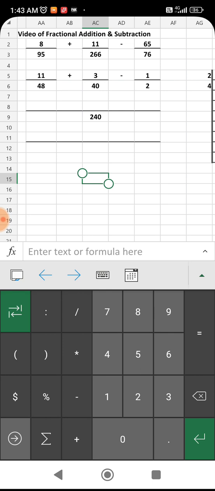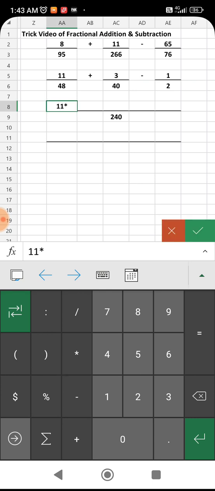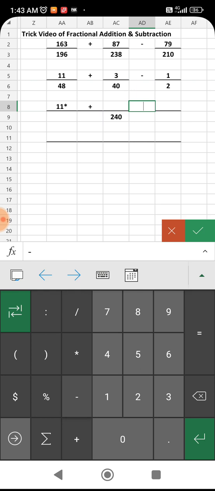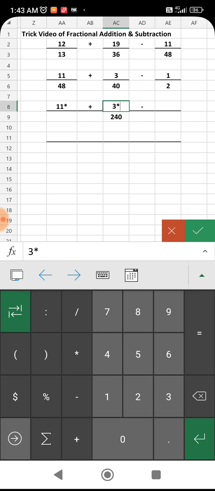Okay. Now the question is which number we have to multiply with 11. Here it is plus, so it will be plus. Here it is minus, so it is minus. I am writing. Now we have to decide what number we have to multiply with 11, what number with 3 and what number with 1.